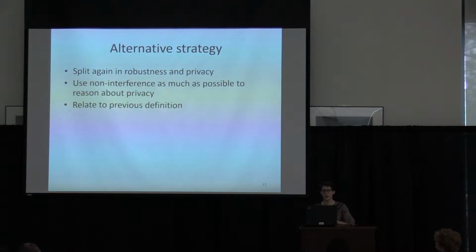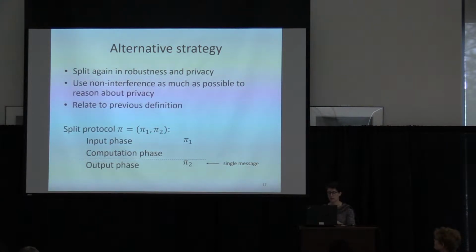So the idea here is that we deviate from the traditional approach. In active security, you usually do not consider robustness and privacy of the protocol separately. But in this proof, we actually do it. That allows us to use non-interference as much as possible to reason about the privacy part. And then, as a next step, we relate this non-interference-based definition that we get to the simulation-based one. This definition is specifically tailored to the protocol that we consider. So we assume that the protocol can be split into two parts.